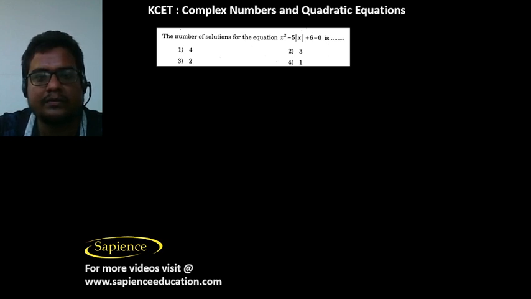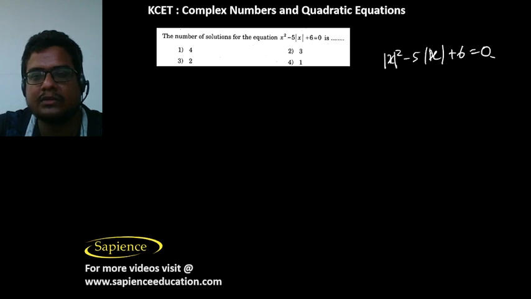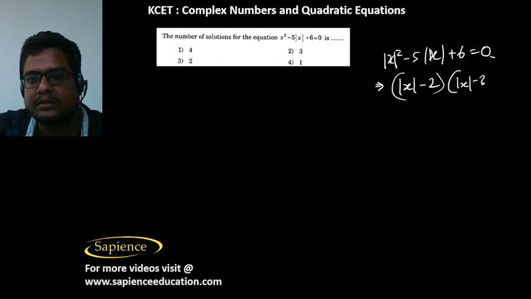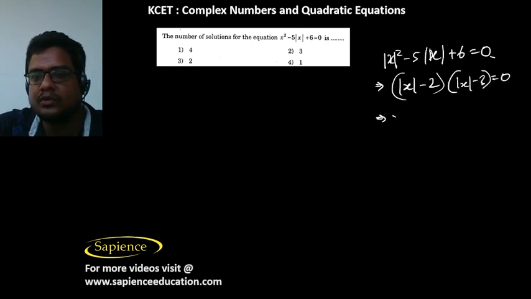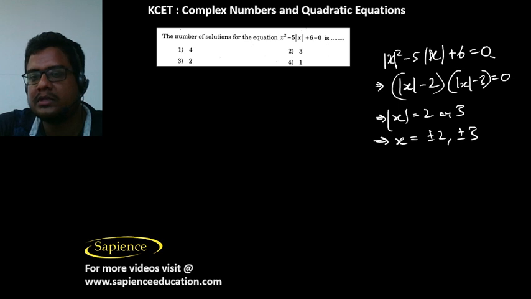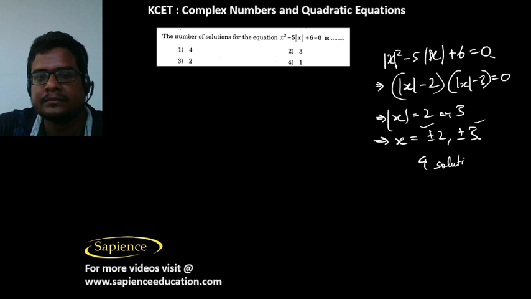So here we have to find the number of solutions for the equation x square minus 5 mod x plus 6 that is equal to 0. So x square I can write as mod x square also. So if we factorize it, then we will get (mod x minus 2)(mod x minus 3) that is equal to 0. So therefore mod x can be equal to 2 or 3. It means that x can be equal to plus or minus 2 or plus or minus 3. So it means that it will have 4 different solutions. 4 solutions are there. So option 1 is the correct answer.